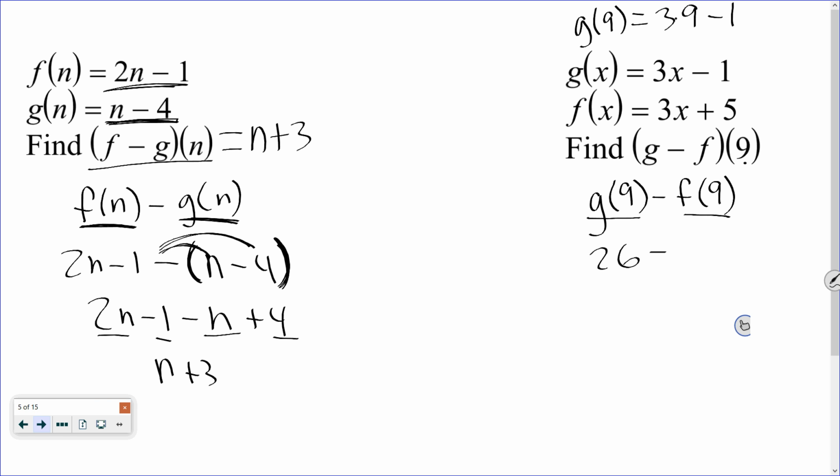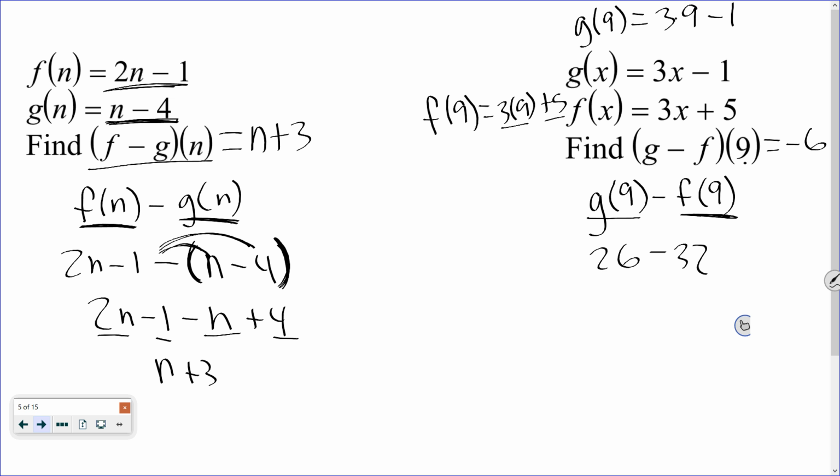Minus, and now I got to figure out what f of 9 is. So I'm going to come right here and plug 9 into f. So 3 times 9 plus 5. I'll see, 3 times 9 is 27, plus 5 is 32. Okay, so if I subtract those, I have my answer. 26 minus 32, I think comes out to be a negative 6. So there's my answer. g minus f of 9 equals negative 6.